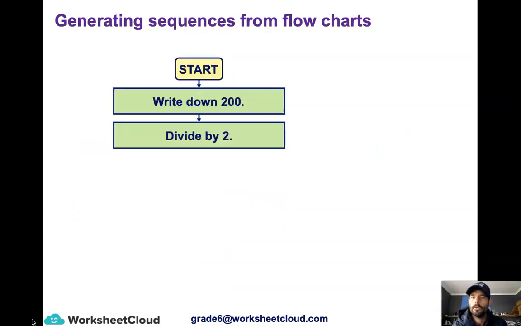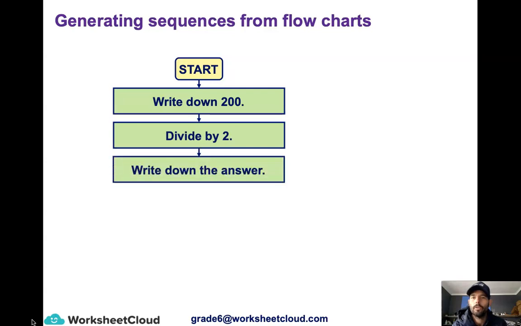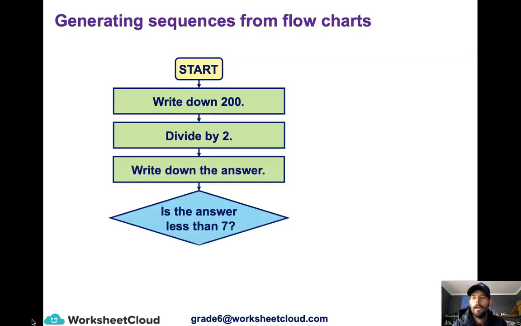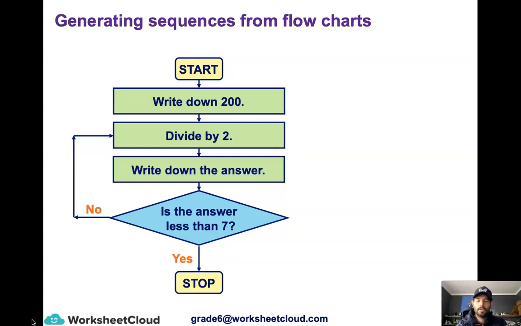Here's another one for you. If you write down 200 and you divide it by 2, write the answer down. If the answer is less than 7, no, divide by 2 again. If it is less than 7, then stop. So I'm going to give you a few seconds to start writing this down while I'm talking. Remember, you start with 200, your terms are separated by a comma, and it's going to be a finite sequence because it's got a definite end.